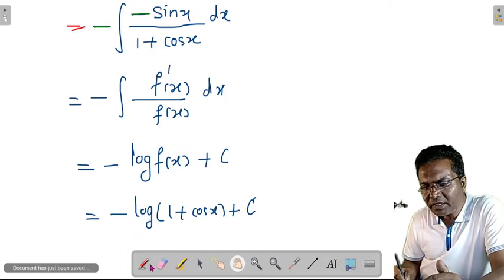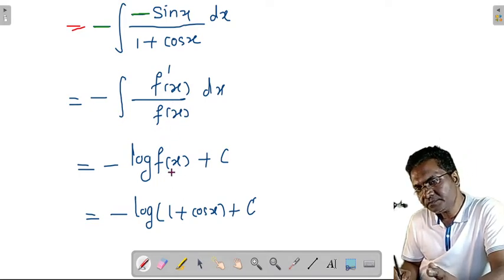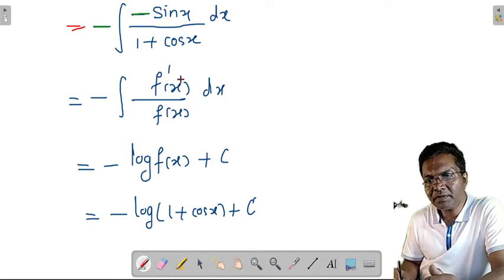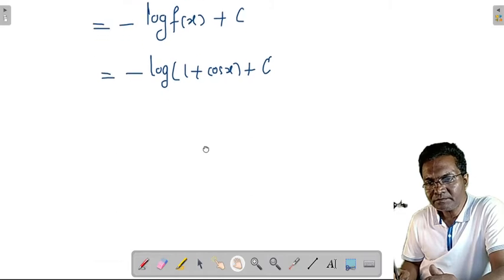Okay, so in the beginning also I told you, if the numerator is the derivative of the denominator, its integration is log of the denominator. Okay, so it is log of f x. So f x stands for this 1 plus cos x. Okay, so please do remember this.